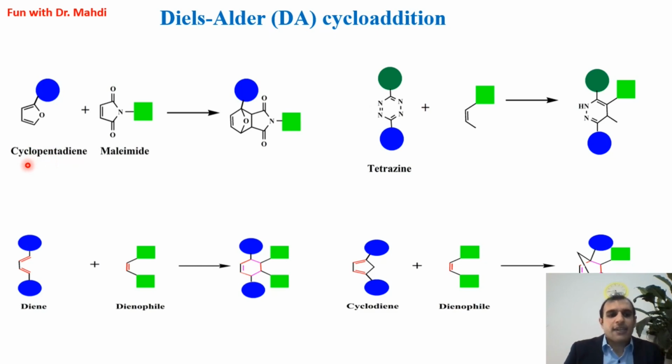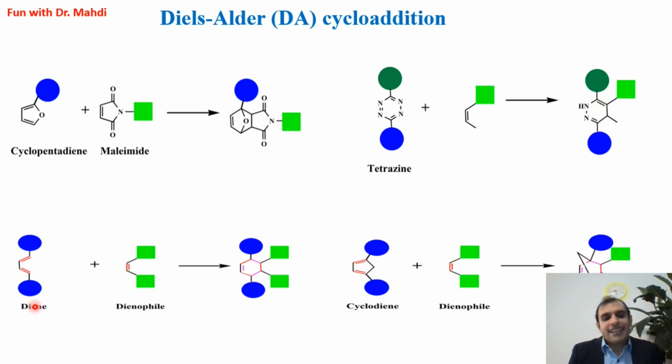It's a reaction between cyclopentadiene and maleimide. We can use tetrazine. Tetrazine is a 6-membered ring with 4 nitrogens. It can participate in reaction with alkene, and again we will have a 6-membered ring.